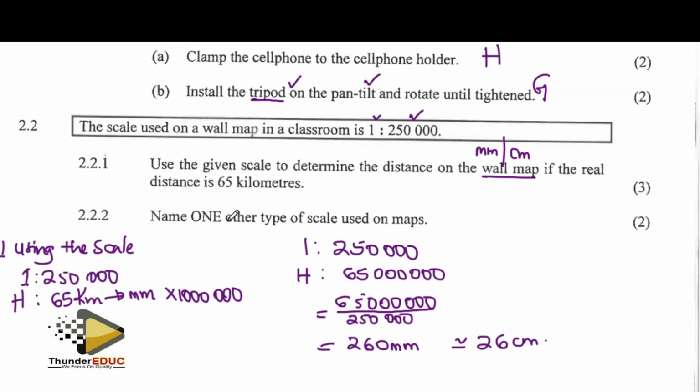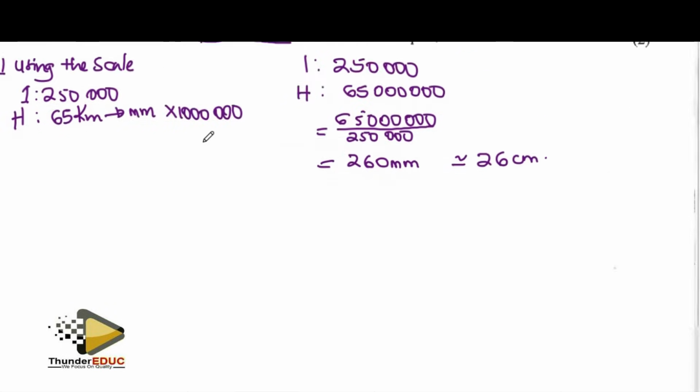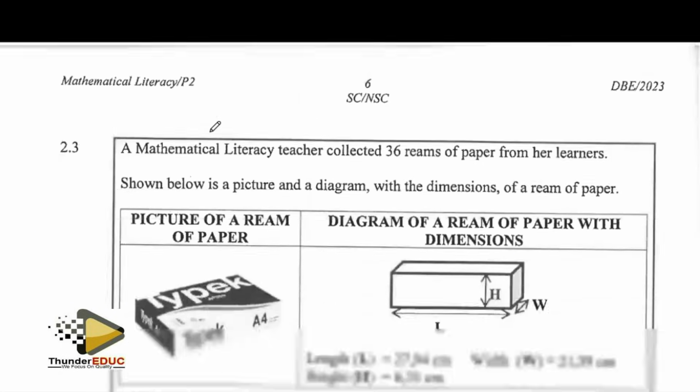They're asking us in 2.2.2, name one type of scale used on the map. Now, this one we've already seen. Numeric. Name one other type. So the other type of scale that we know of, the popular one, is the bar scale. You can't go beyond that. All right, let's look at the other question, 2.3.